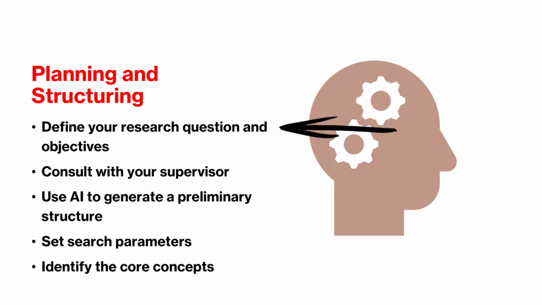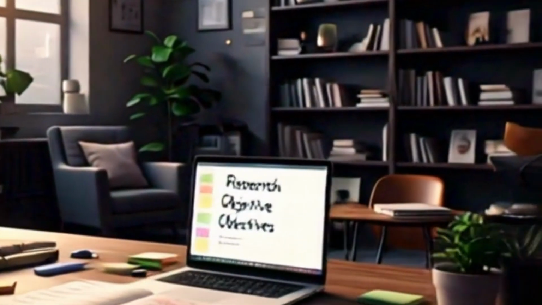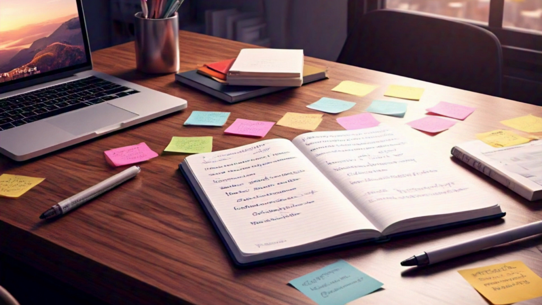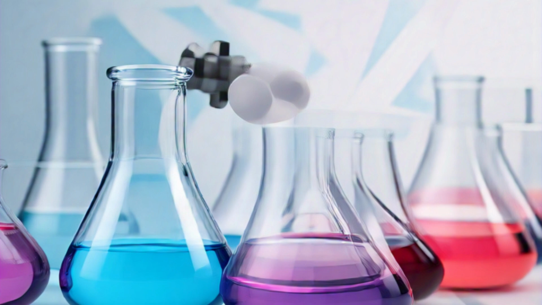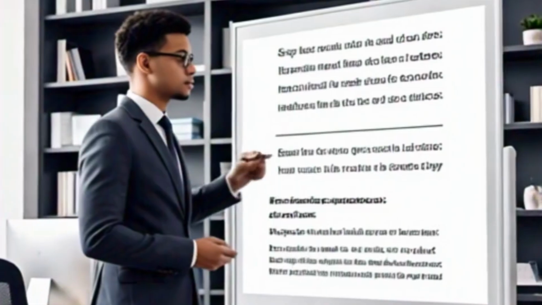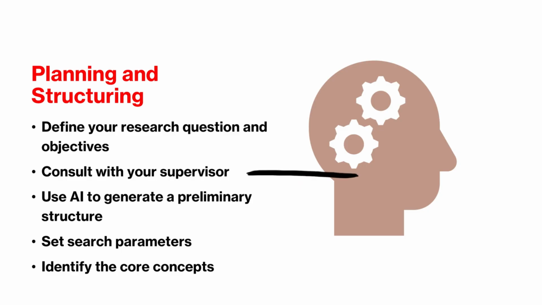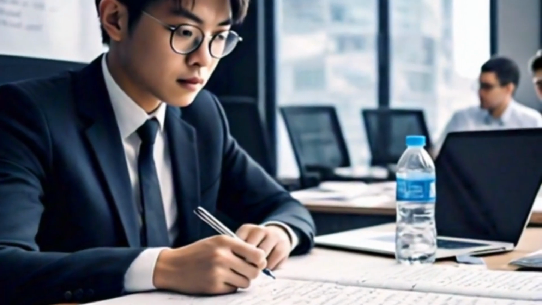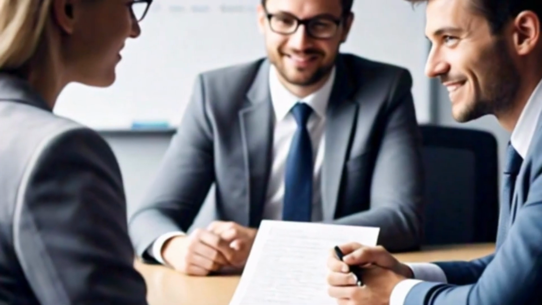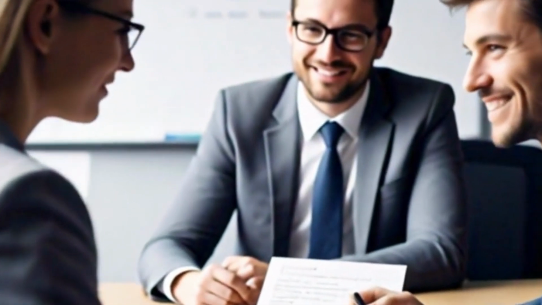The foundation of a successful literature review starts with a clear and focused research question. Ask yourself, what exactly do you want to learn? Define the key questions and objectives that guide your research. This step is crucial because it shapes your entire review process and ensures you stay on track. Before diving deep into your research, discuss your ideas with your supervisor. Their expertise can help refine your research question and ensure your approach aligns with academic standards. This is also a great opportunity to address any initial challenges you might face.